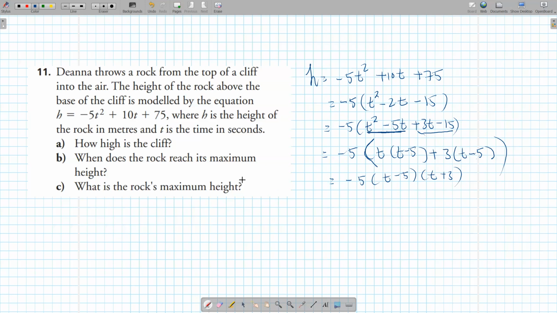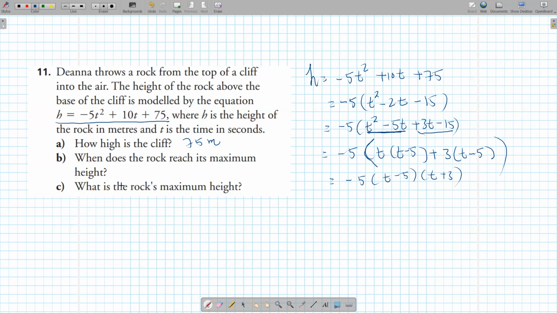Let's answer this question part by part. How high is the cliff? So they're basically asking you for the y-intercept. You can just look at the equation in its standard form for the y-intercept. What is it? 75. 75 meters, yes.